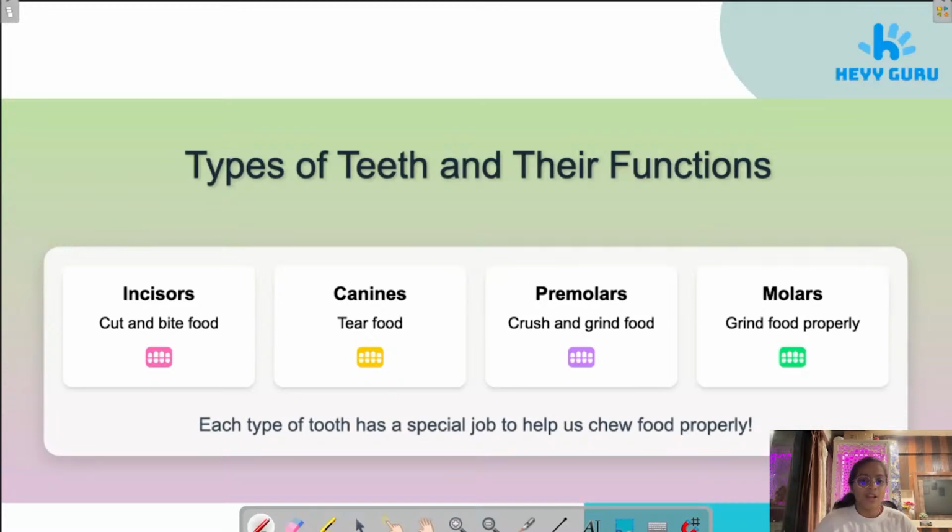So these are the types of teeth and their functions. If you have any doubt, you can ask. Otherwise, we will move forward.